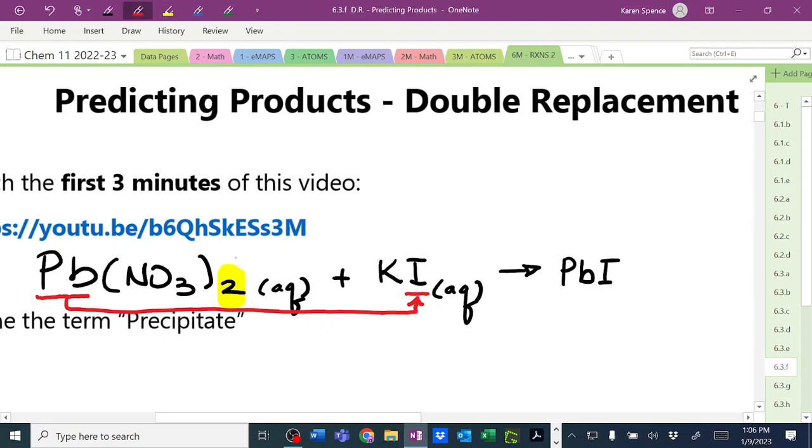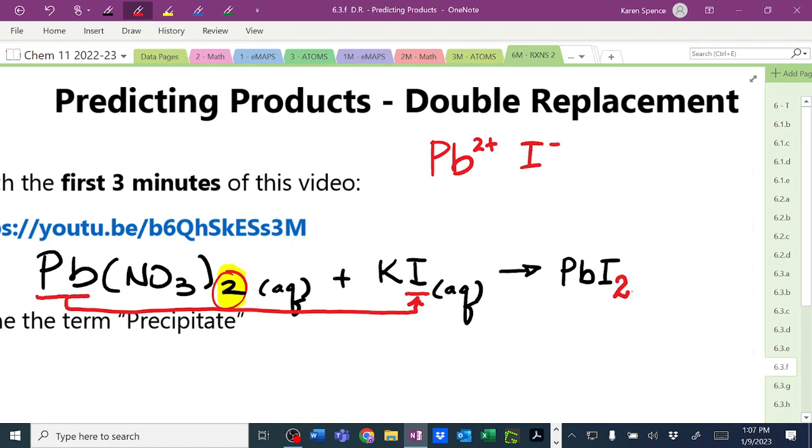Ooh, there's a 2 here. What does that tell you about lead? It is Pb what? 2 plus. Do you know the charge of iodide? Iodide is -1. So what's the correct formula? PbI2. Okay? If you don't write the correct formula, will you be able to balance this reaction? No, it will not work. You'll be like, oh no, it doesn't work.